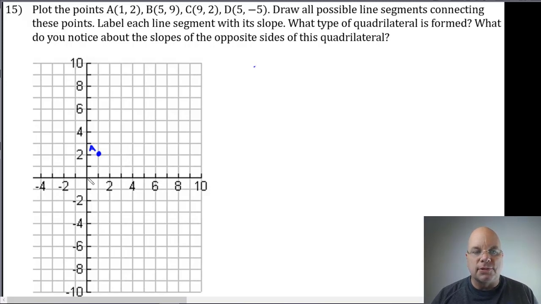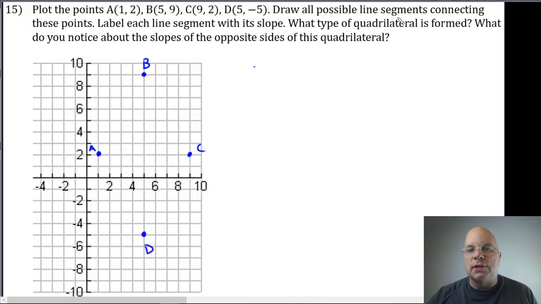Point B is at positive 5, positive 9, so 5 to the right and up 9. That's point B. Point C is at positive 9, positive 2. And D is at (5, -5), so 5 to the right, but then down 5 for point D.